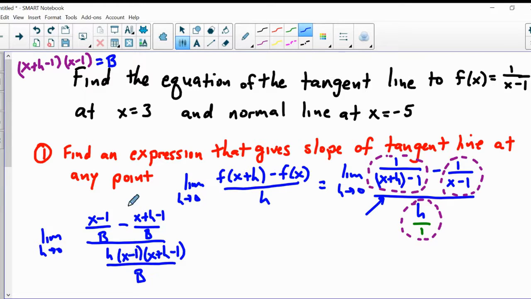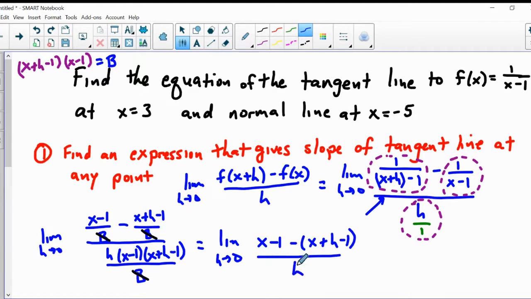Well, now since every single thing is over b, what I can do is multiply the entire top and bottom by b, and that gets rid of the fractions. I don't really need this step if I'm aware of what's happening. I'm just going through all of the algebra. So all of these b's end up basically canceling out, so to speak. So you have x minus 1 minus x plus h minus 1, all over h times x minus 1 times x plus h minus 1.